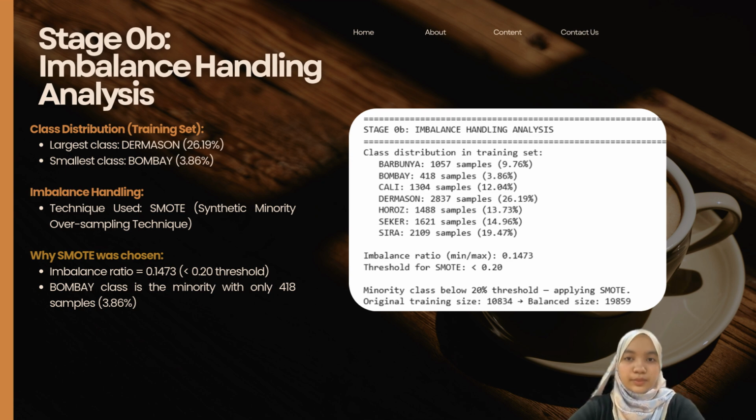Next is stage 0B, which focuses on handling class imbalance. We analyzed the class distribution of the training set and found that the dataset is imbalanced. The largest class is Dermason, which represents about 26.19% of the data, and the smallest class is Bombay, with only 3.86%. The imbalance ratio is approximately 0.1473, which is below the required 0.2 threshold.